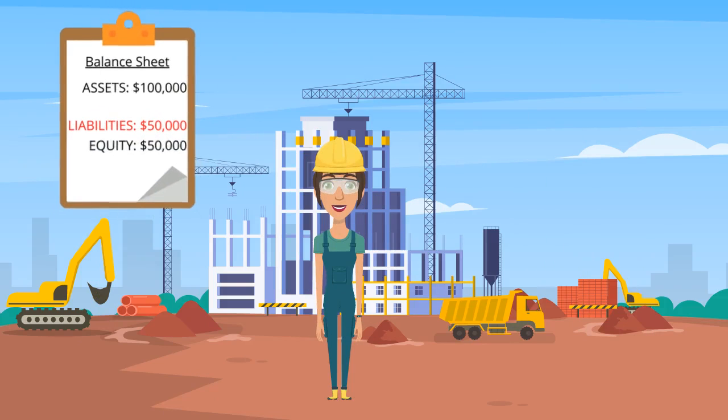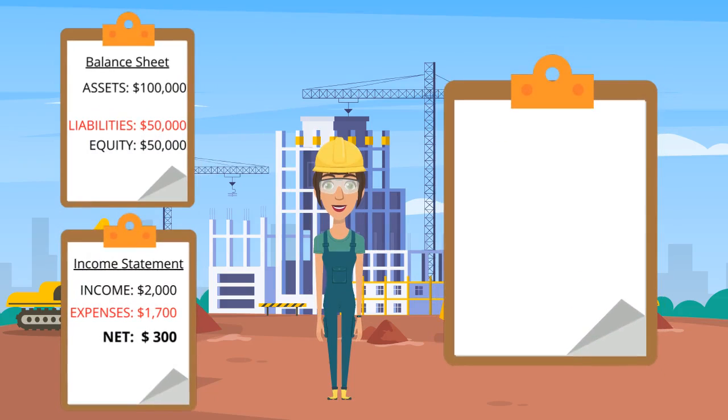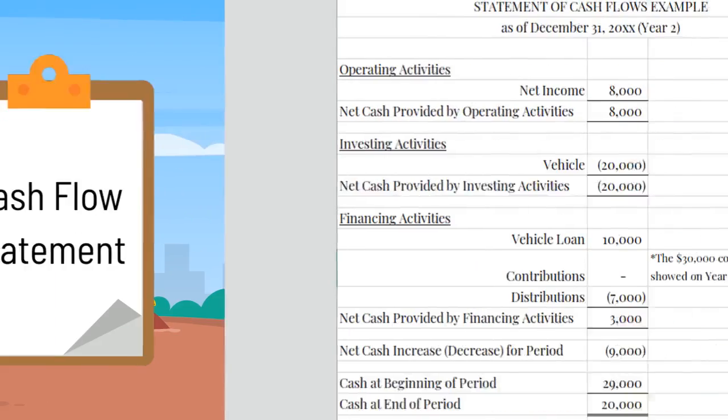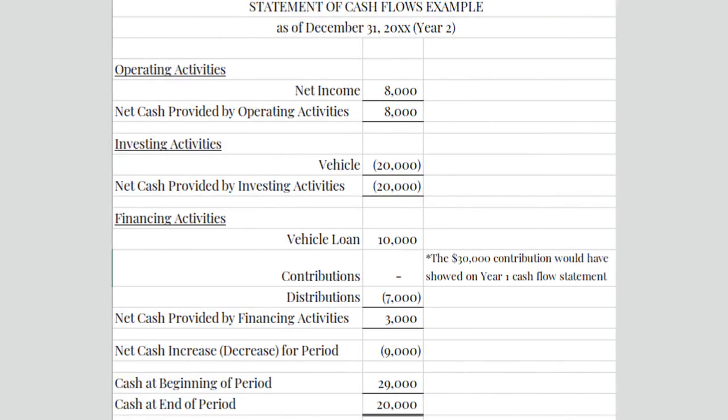Now let's move on to the third statement that you need to tell the entire financial story of your company: the cash flow statement. The cash flow statement provides details of what happened to the company's cash during a given period. The cash flow statement is broken down into three categories: operating activities, investing activities, and financing activities. The operating activities are basically what's on the income statement, which includes revenue and expenses of a company. So it's pretty much the net income on the income statement.